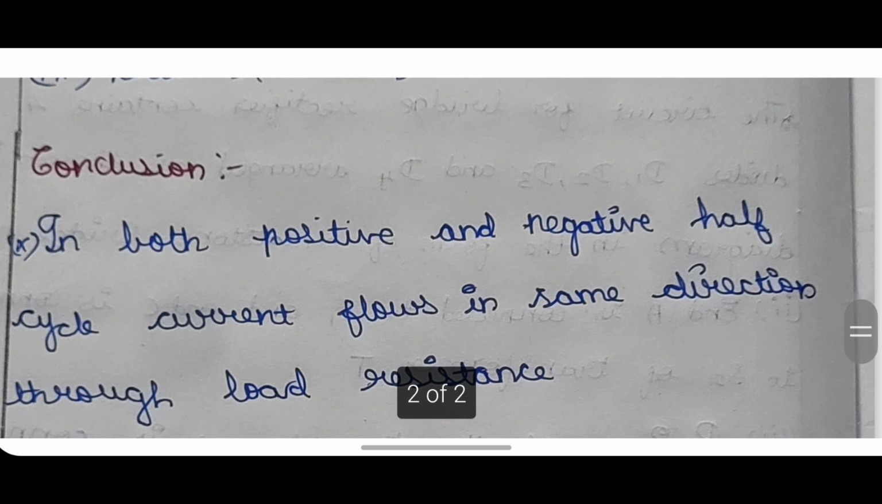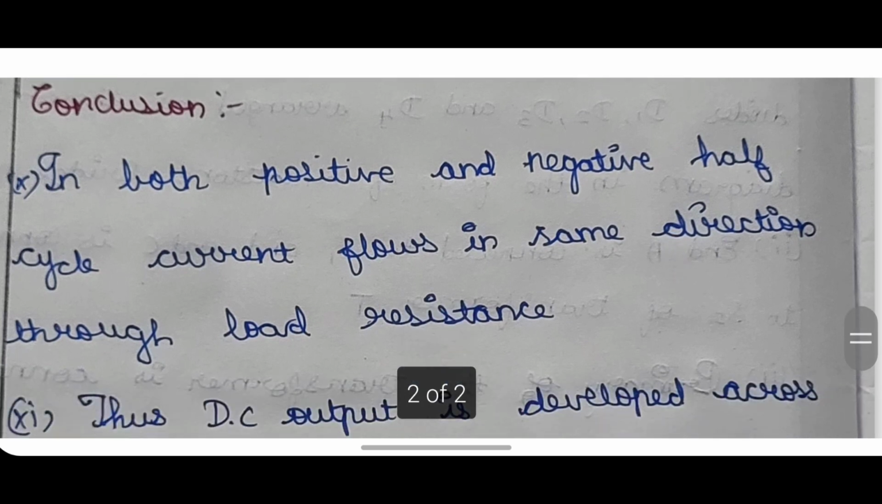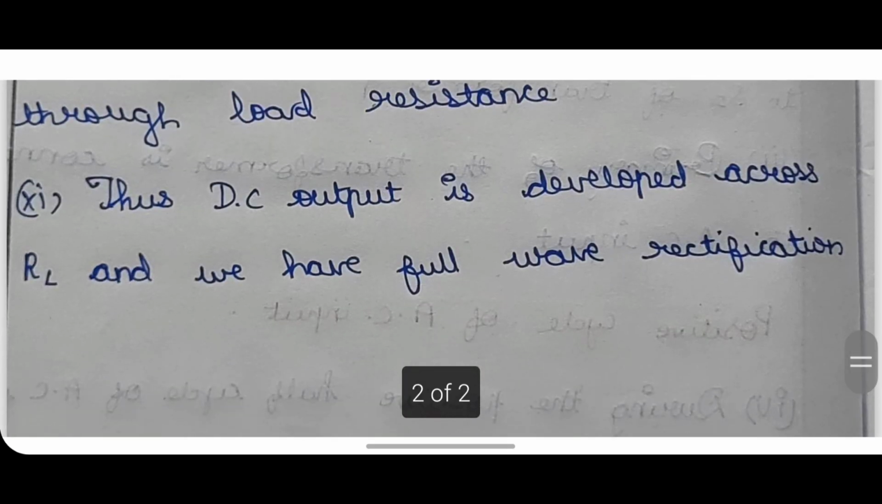Conclusion: we conclude that in both positive and negative half cycles, current flows in the same direction through the load resistance. Thus DC output is developed across the load resistance and we have a full wave rectifier.